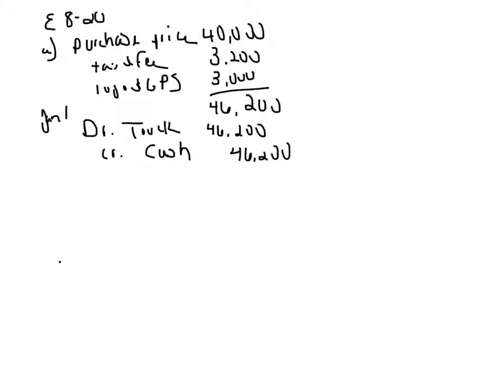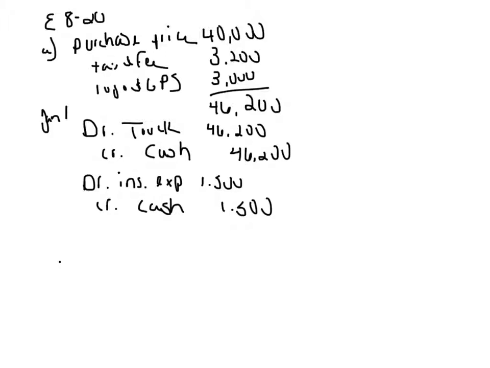Then the insurance is another entry. So the insurance is actually going to be an expense. Insurance expense for the $1,500 because that was just the premium paid for the insurance. They're going to use that. It's not a capital asset. And then we're going to credit the cash for $1,500. So those are your entries.